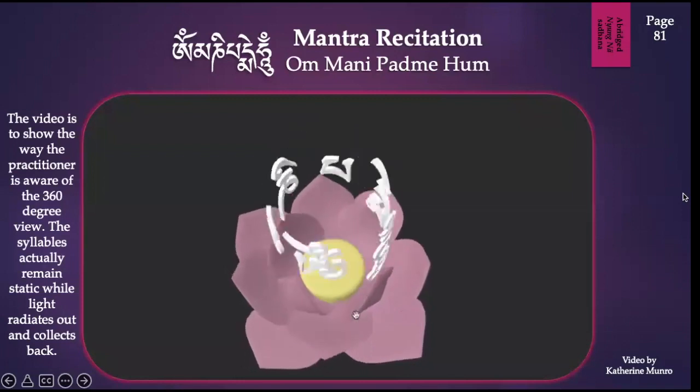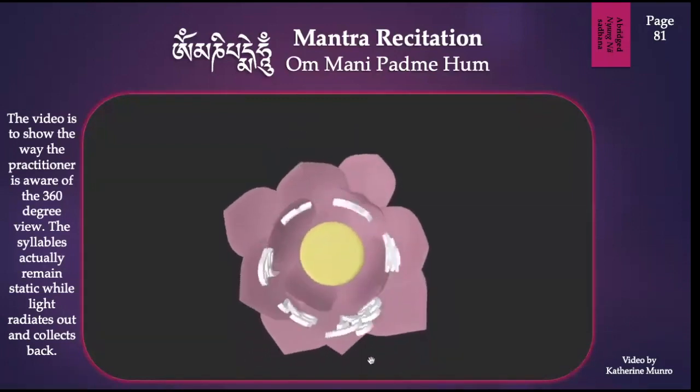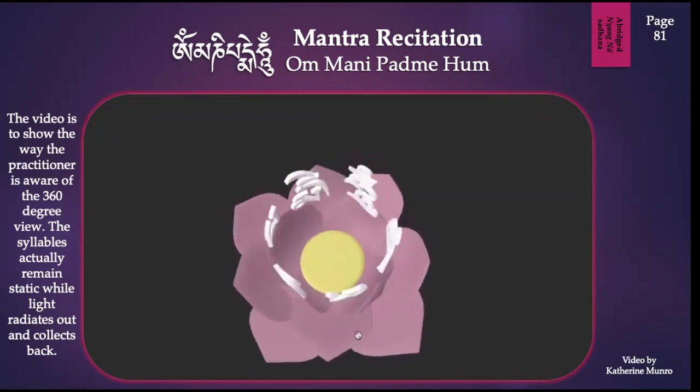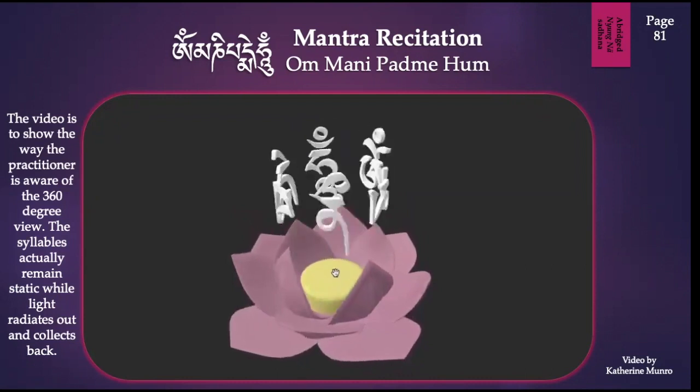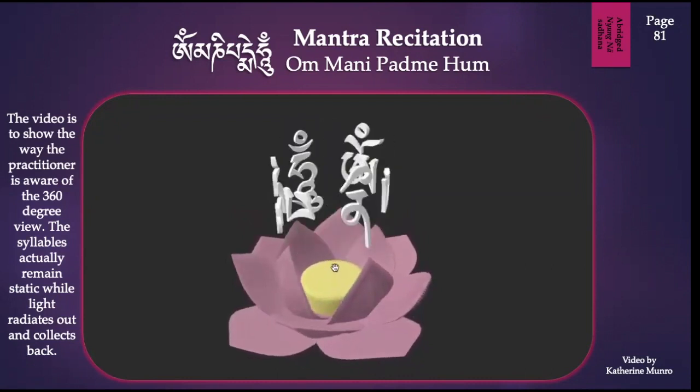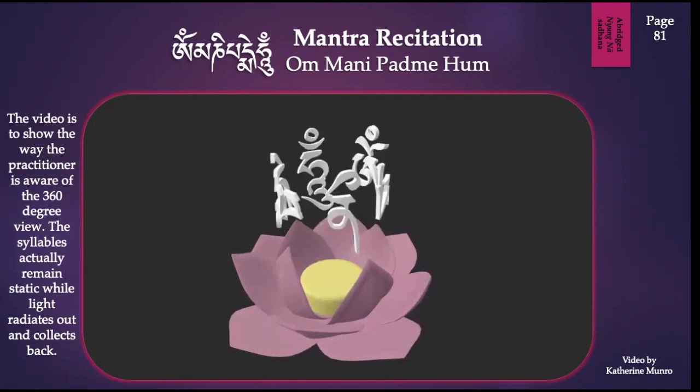Taking a minute to stabilize what the visualization looks like. Picturing yourself at the center, able to see all the syllables simultaneously. The syllables actually remaining static, stable, but you have a 360-degree view of them. Light radiates out and collects back.